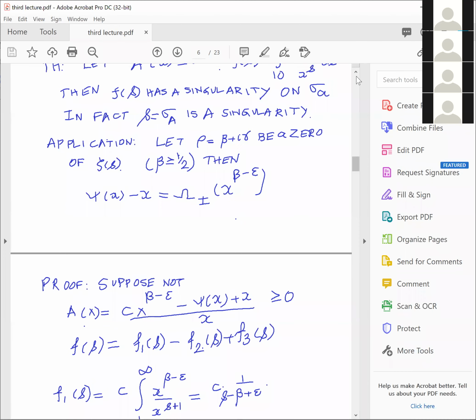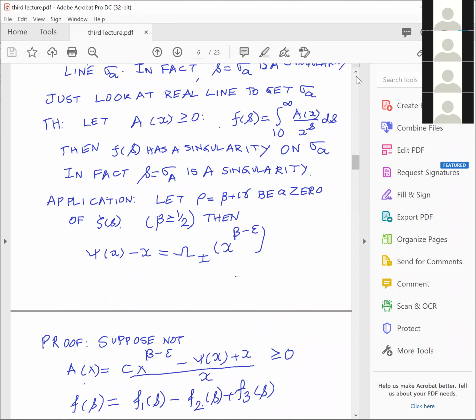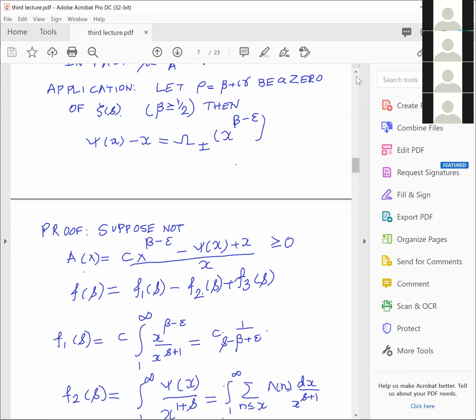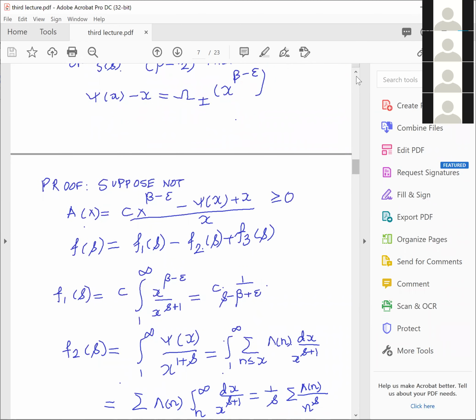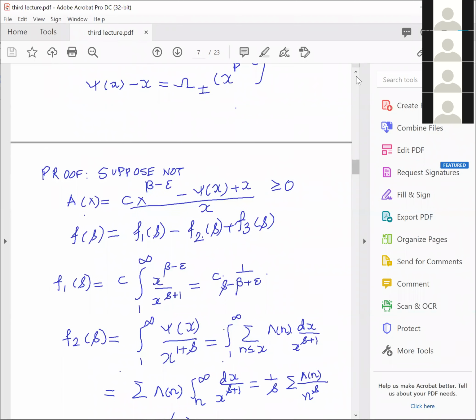And for this a of x, I am going to compute what my f of s is, which is the integral from 1 to infinity of a of x times x to the power minus s dx. And since a of x has three terms, f of s will have three terms. The first term is f1 of s, which comes from the constant times x to the power beta minus epsilon divided by x to the power s plus 1. You see, that one has an x to the power s, and my a of x has an x down, therefore it will give x to the power s plus 1. And now this can be integrated, and f1 of s is constant times 1 over s minus beta plus epsilon. I'm assuming the real part of s is large, so that the integral is convergent.